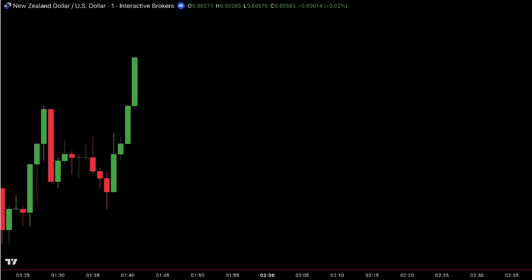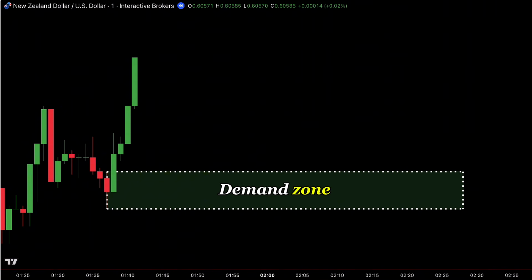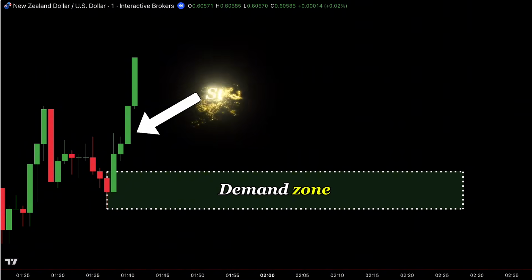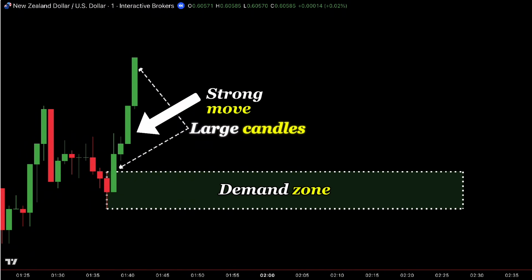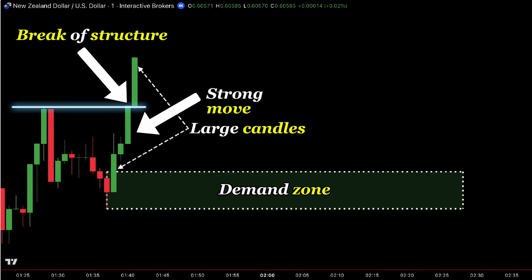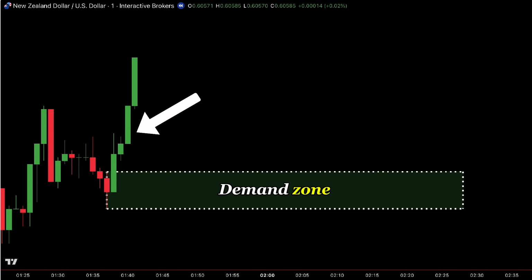Look at this 1-minute New Zealand dollar to US dollar chart example. As you can see, price forms a strong bullish move. The beginning of that move creates a demand zone. Now let's check if this is a high-quality demand zone. The move is strong, the candles are large, the zone is fresh, there is a clear break of market structure, and the risk-to-reward ratio is attractive. Now look at what happens next.